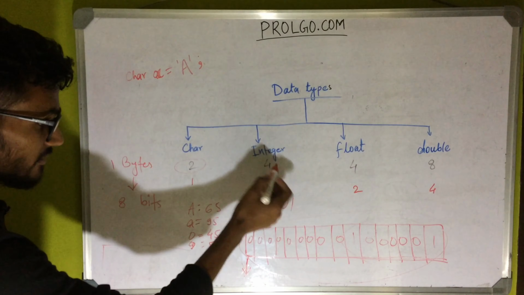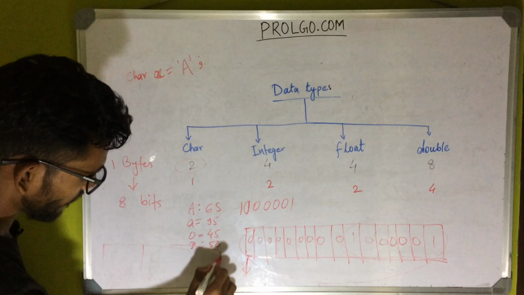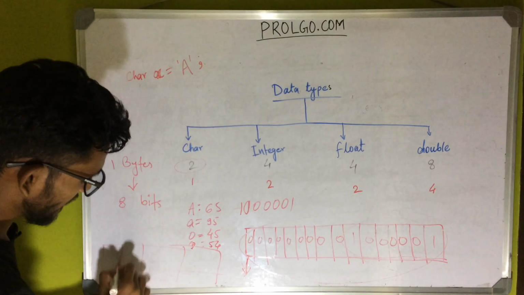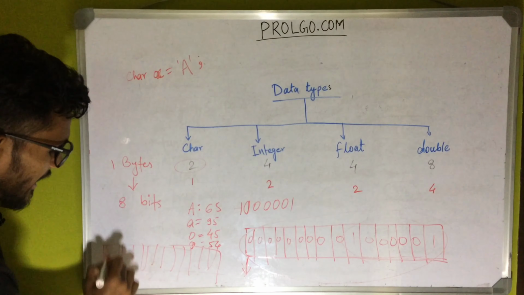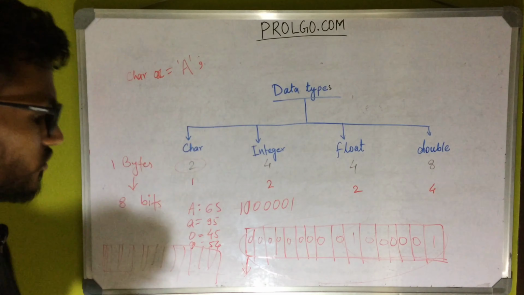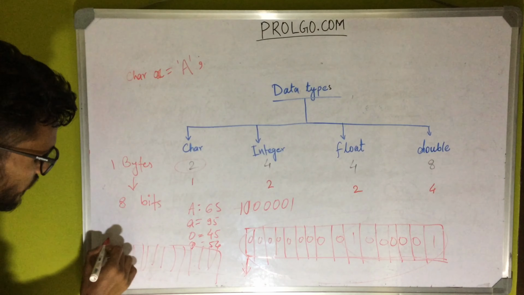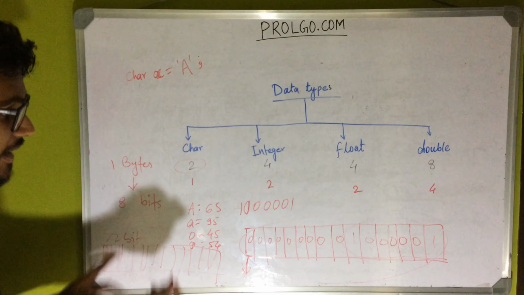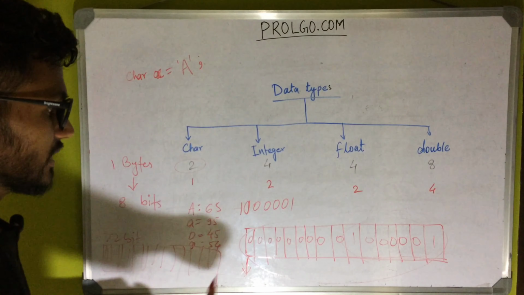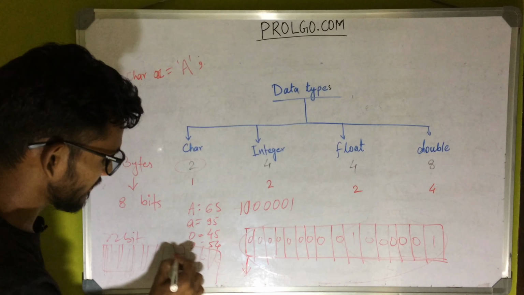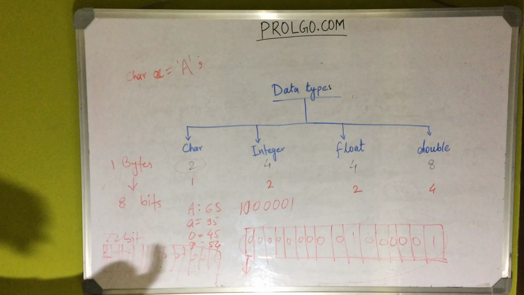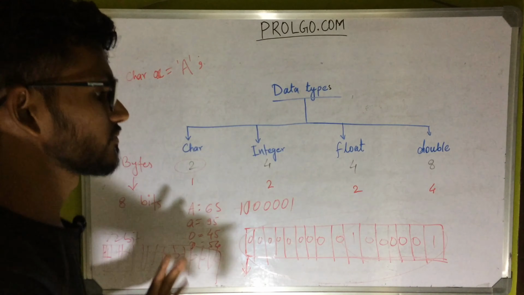So it will reserve 4 bytes the same way, and each byte contains 8 bits. Consider this as 32 bits, because 4 bytes is equal to 32 bits. The binary equivalent of 2 is 1 0, and the rest will be 0s. So this is how data will be stored in the memory.